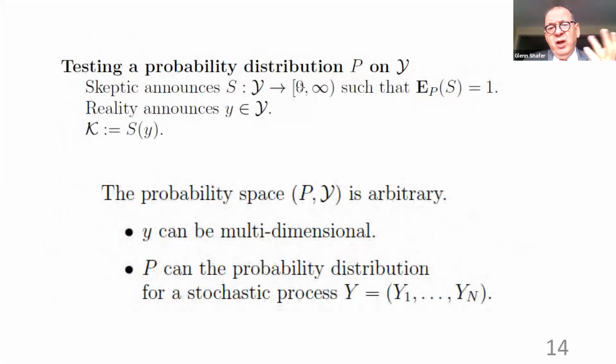Now, I want to emphasize the generality. This is the probability space, and it could be any probability space in the sense of probability theory. So the outcome Y is not a single number. The space Y isn't necessarily finite. It could be continuous, though I use finite, discrete examples. Y could be continuous. It could be multidimensional. We could have a stochastic process in question here. P could be the probability distribution for a stochastic process. So this is a very general picture, as general as all of probability theory.